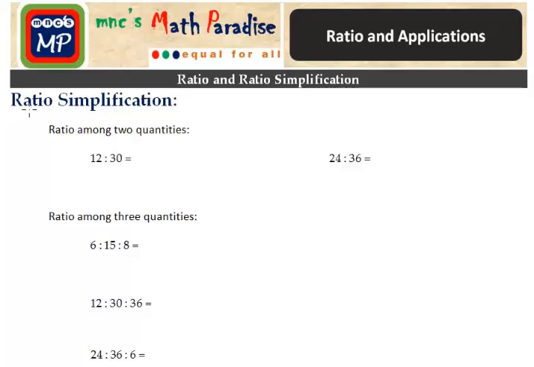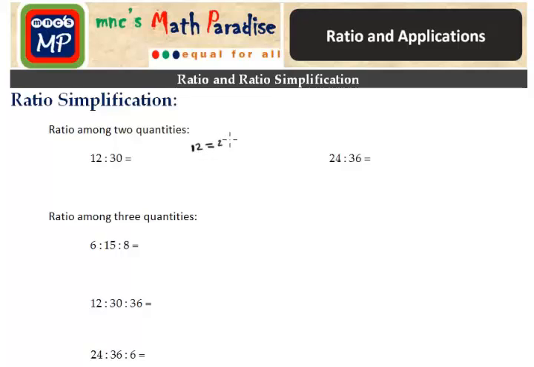Now we'll learn how to simplify a given ratio. Let us see two examples for ratio among two quantities. Here the given ratio is 12 ratio 30. So what we will do, we will write this 12 as the multiplication of its prime factors.